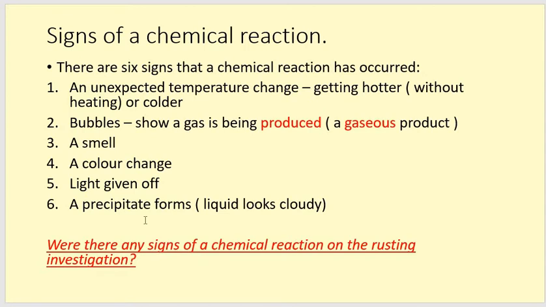A precipitate is a solid that is not dissolved in any of the liquids, and it means that there's a liquid part as well. It will look cloudy. Now, these are 6 signs of a chemical reaction.